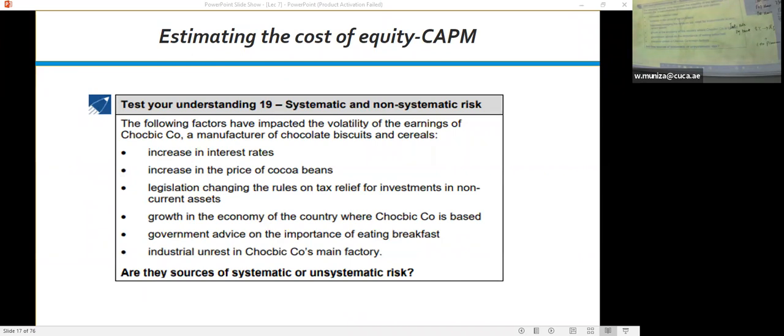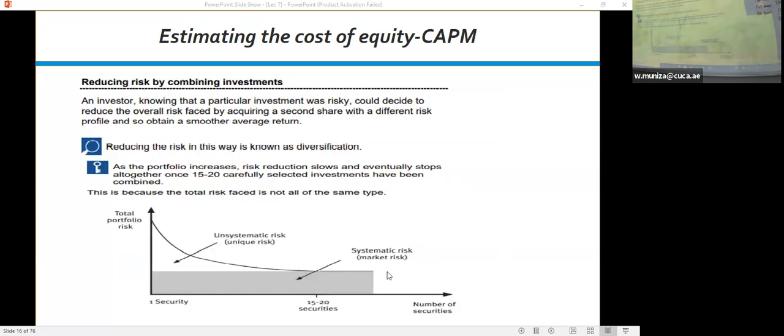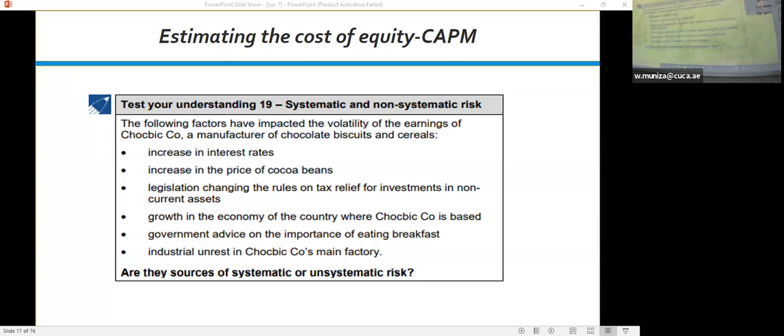Now, from this understanding, you have to tell me which ones are the unsystematic risks and which are systematic risks. Are these sources of systematic or unsystematic risk? The following factors have impacted the volatility of the earnings of Chocolate Company, a manufacturer of chocolate biscuits and cereals. Increase in interest rates. Is it market risk or is it a unique risk for the industry? Market risk. So market risk is which risk? Systematic risk. Okay, the general risk, here the market risk is the systematic risk. So this one is systematic risk, which is the general one for all the companies, okay?